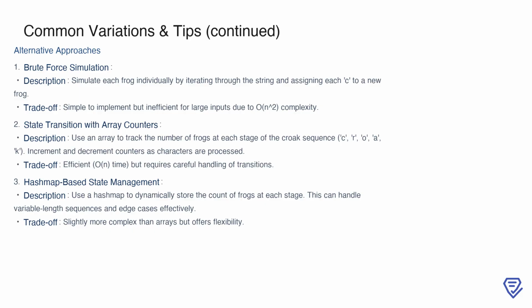Alternatively, you can use hashmap-based state management. This approach dynamically tracks the count of frogs at each stage using a hashmap, offering flexibility to handle variable length sequences and edge cases effectively. While slightly more complex than arrays, it provides a robust solution that balances efficiency with adaptability.